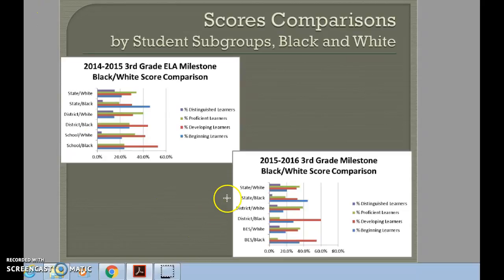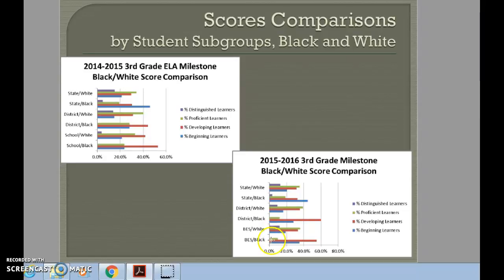And for the 2015-2016 school year, we'll notice that the achievement gap for the beginning learners for the white students and the black students at BES widened again a little more. But what continued to happen was that there were no distinguished learners in the black population, as there were a good percentage of those in the white population.